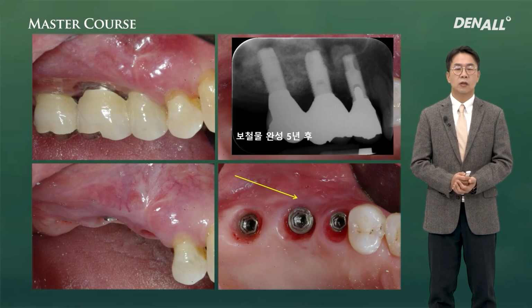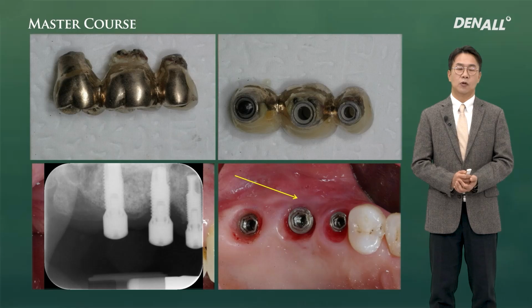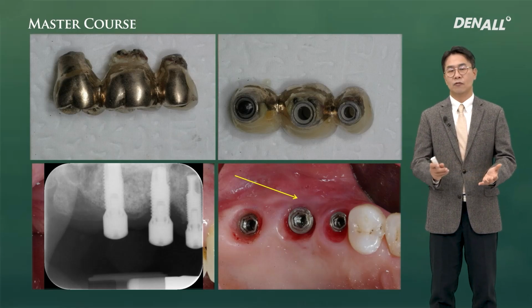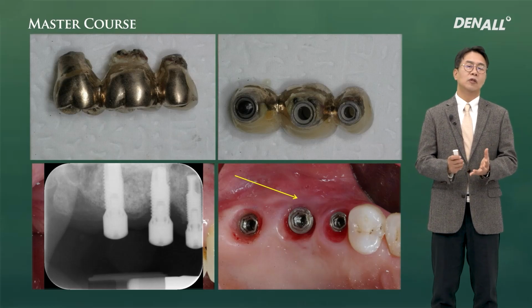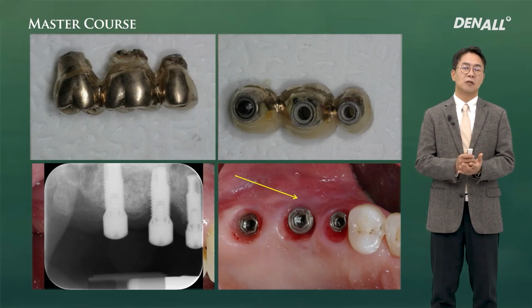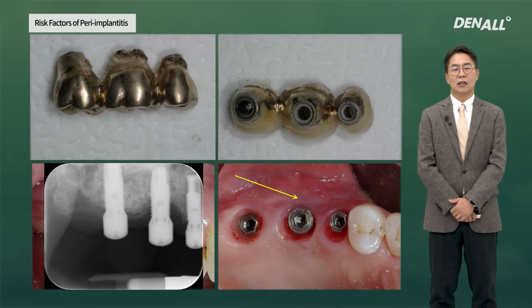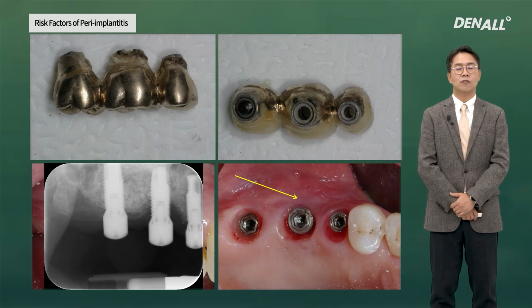The biggest risk is this one. Calculus and plaque are accumulated quite a lot around the prosthesis. When it is not under proper management, calculus and plaque would be accumulated and tissue would respond to them. So they need to be removed to maintain the condition in a sound way.